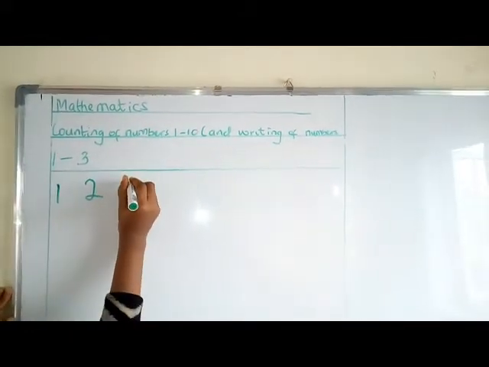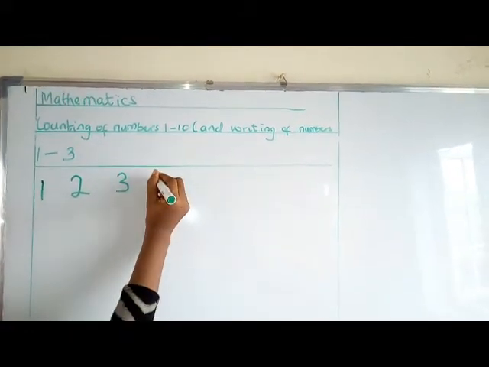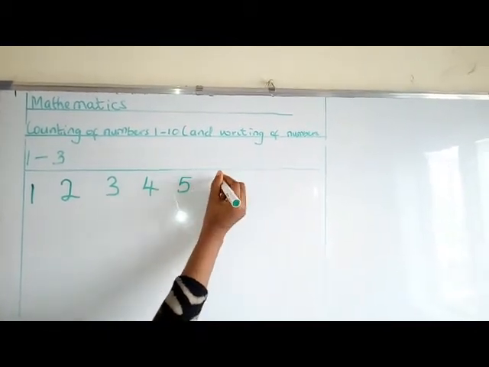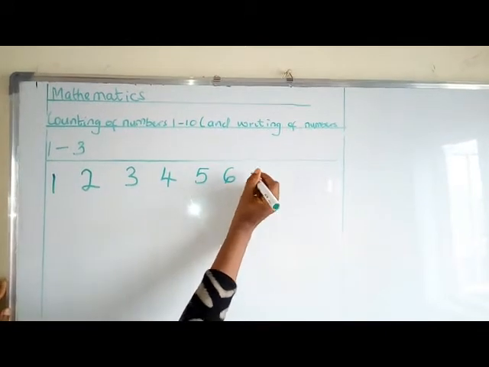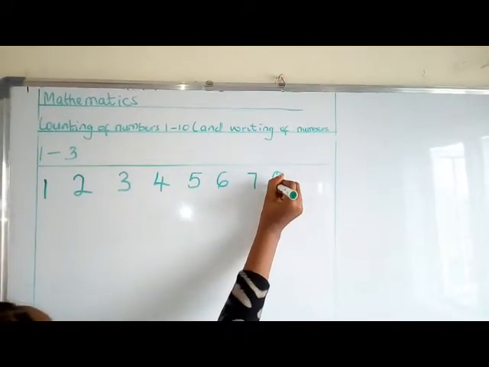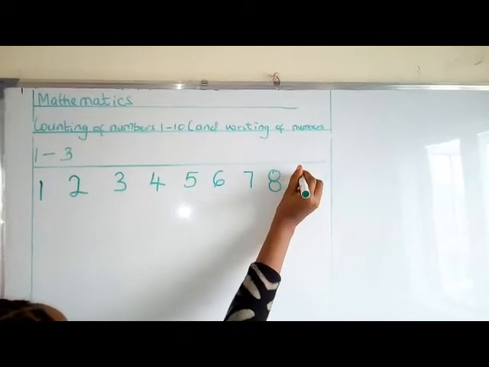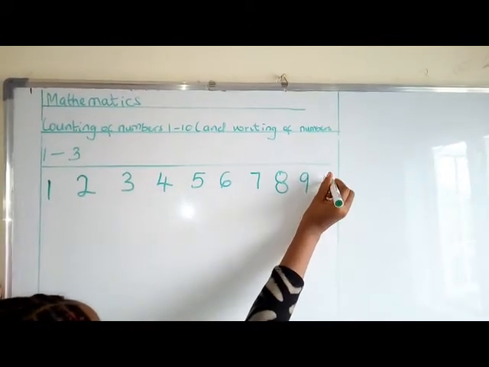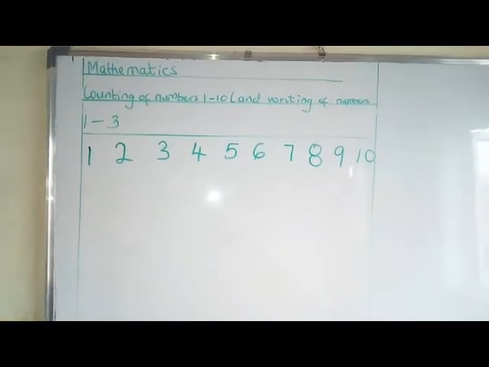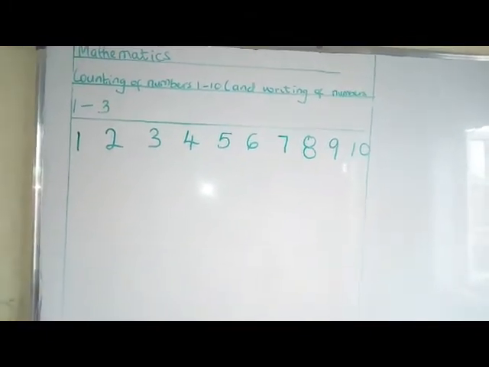Now, if we sing it, we have 1, 2, 3, 4, 5, 6, 7, 8, 9, and 10. Now I have a song for reading our 1 to 10.